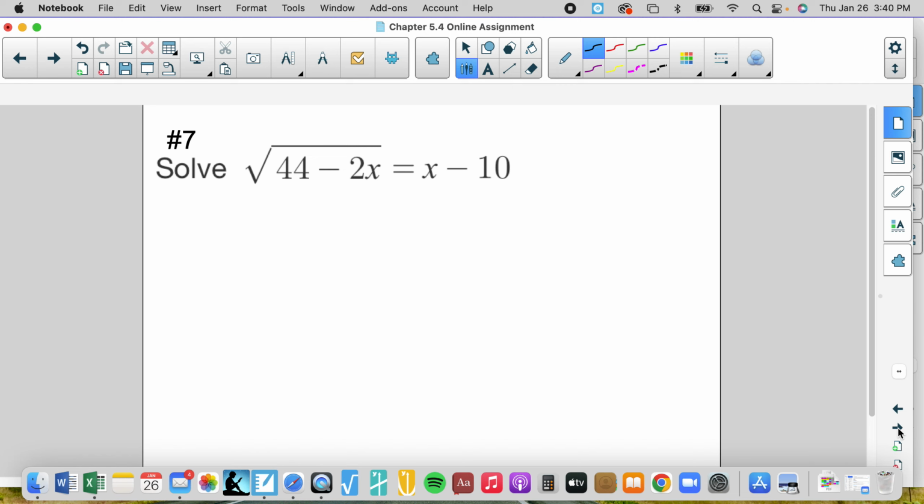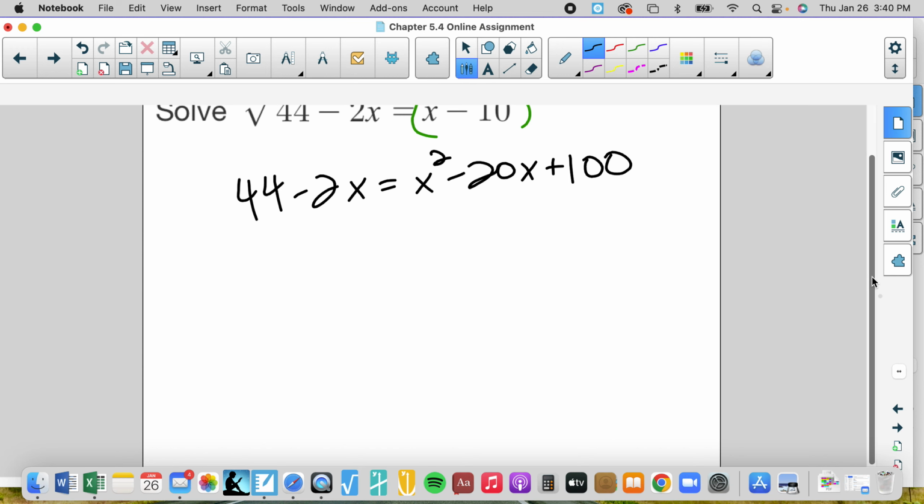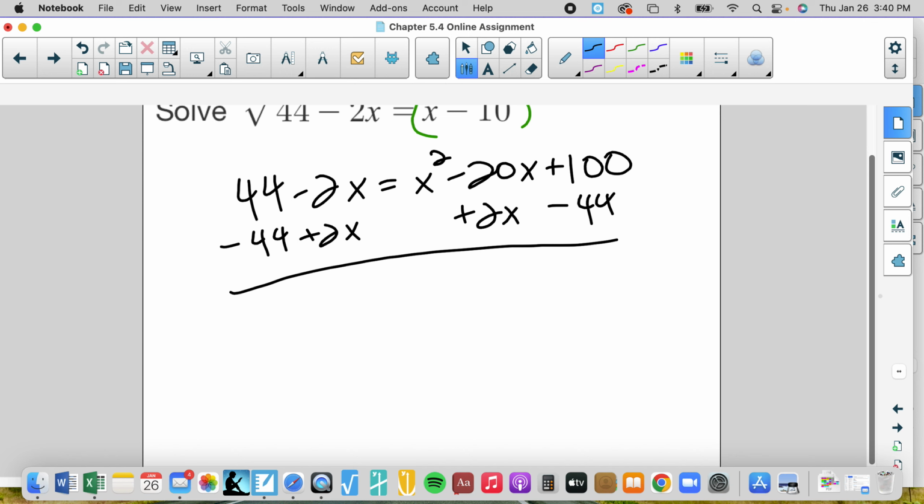All right, again, we'll move fast through here. We're going to square both sides. We get 44 minus 2x equals x squared minus 20x plus 100. You should be able to do a binomial squared that fast. Let's minus 44, minus 44. Let's add 2x, add 2x. We get 0 equals x squared minus 18x plus 56.